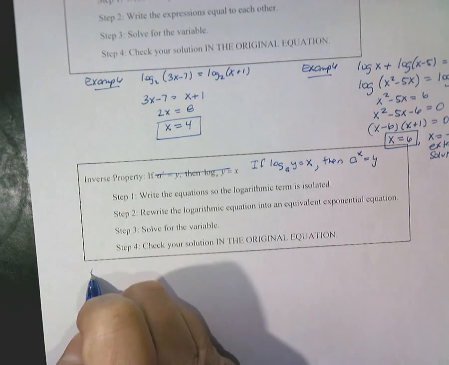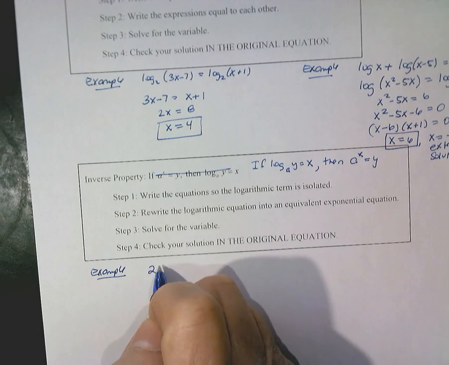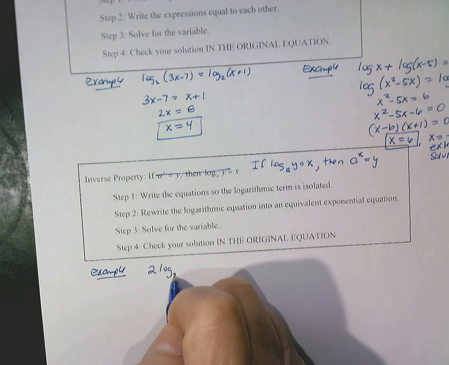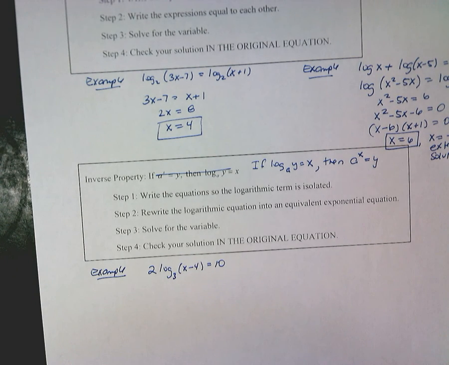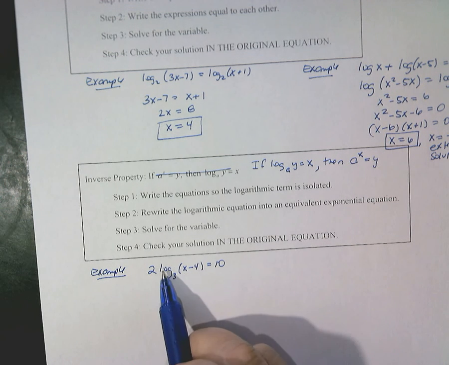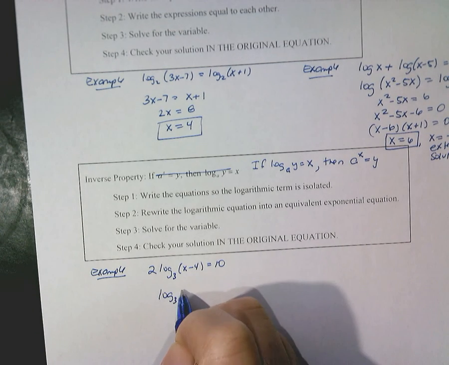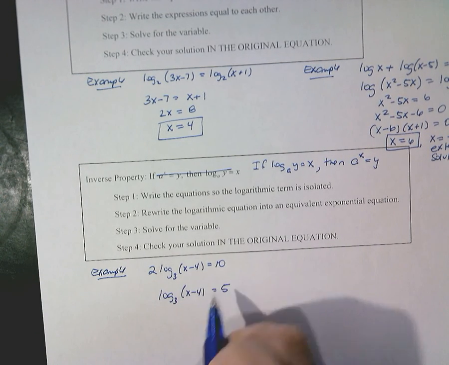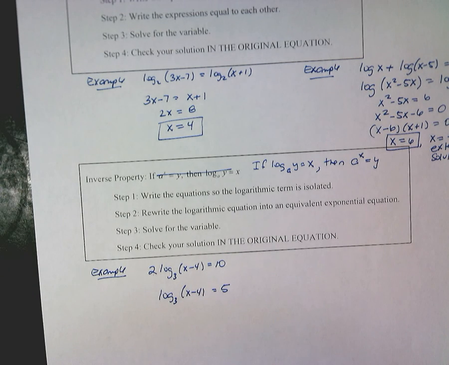So the first example, I have 2 log base 3 of x minus 4 equals 10. I want to get this log base 3 of x minus 4 by itself, so I'm going to divide both sides by 2. I could have taken the 2 and put that as an exponent, but you will see that it creates problems. You're going to create extraneous solutions, and I don't want to do that.